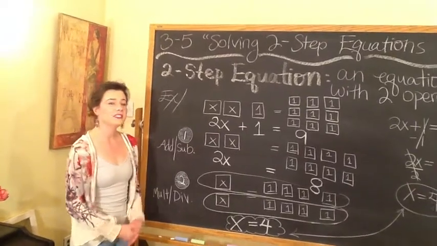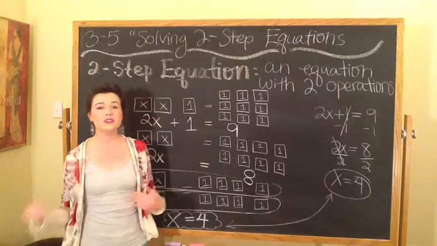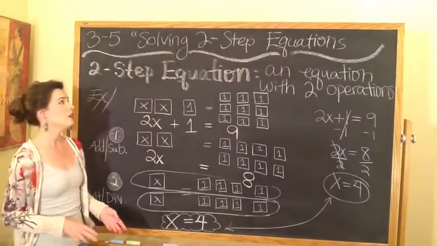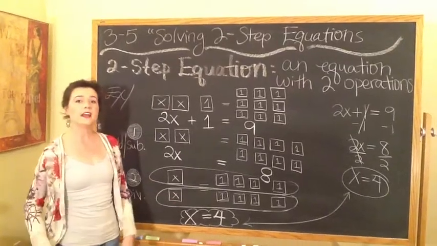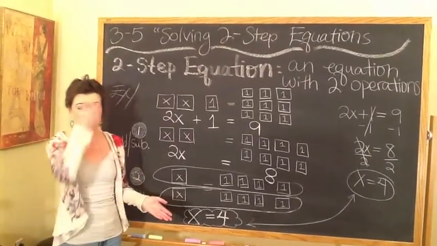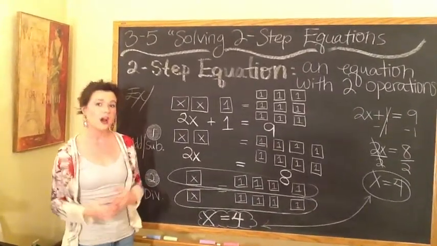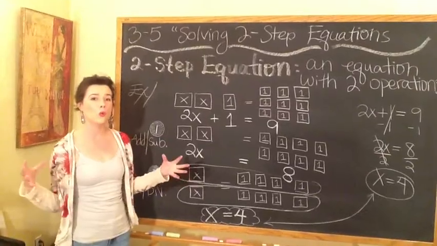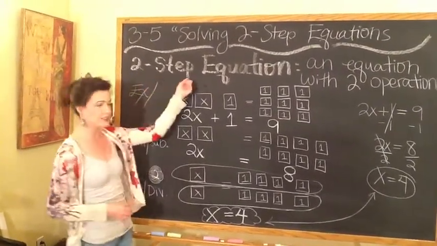Lesson 3.5. Today we're going to be talking about solving two-step equations. The past two lessons we talked about solving equations using addition and subtraction, and then solving equations by multiplying and dividing. Today we are going to combine those two operations into one problem, and we're going to be solving equations with two steps.